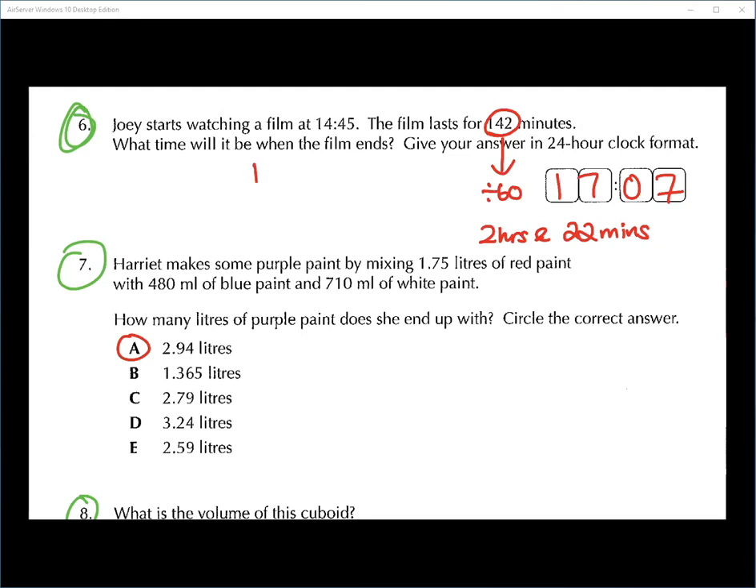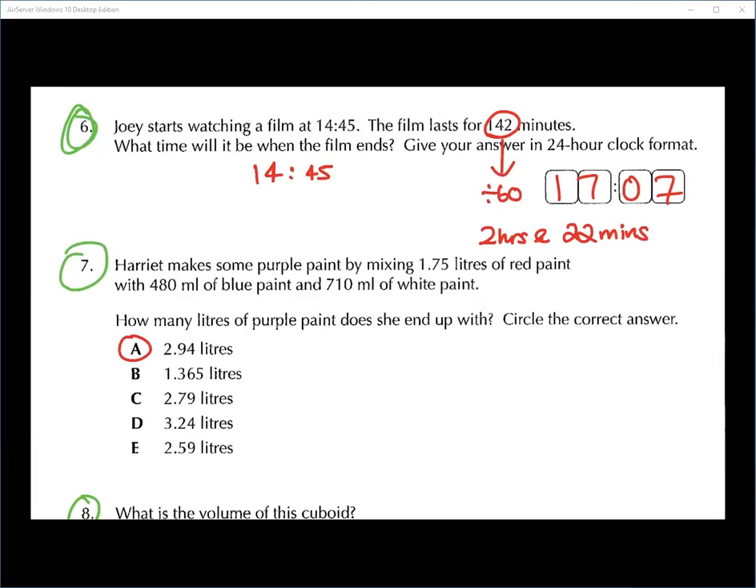Okay. So you got 14:45, and you're going to add on how much? 2 hours and 22 minutes. Okay, let's go. So you got 45 add 22. That gives us what? 67. Are we allowed to have that time?